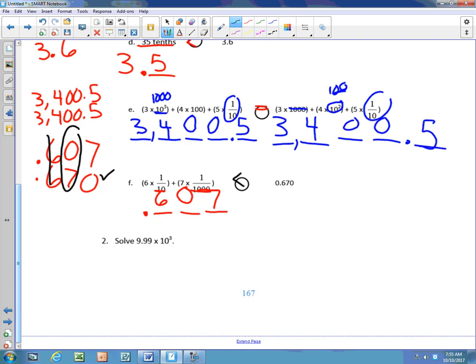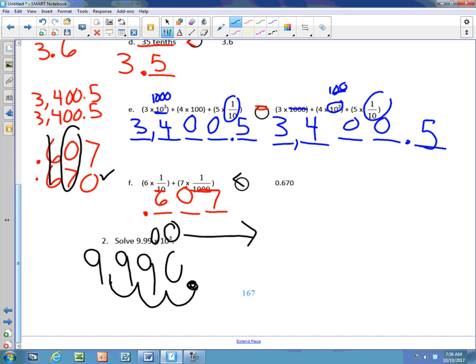So for this question, when we multiply, we know we go to the right. So I'm going to rewrite my number. And we're going to the right 3 times because there's a 3 exponent. So we jump 1, 2, 3. Our new decimal is here, not here. We get rid of it, and we rewrite our answer as 9,990.